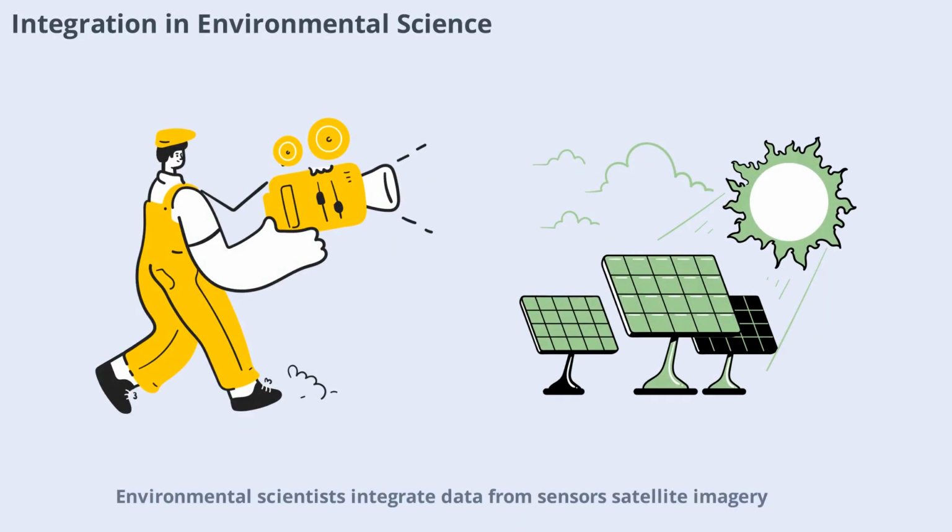Environmental scientists integrate data from sensors, satellite imagery, and field studies to monitor and model environmental changes. This integrated approach supports decision-making in areas such as pollution control, resource management, and climate change mitigation.